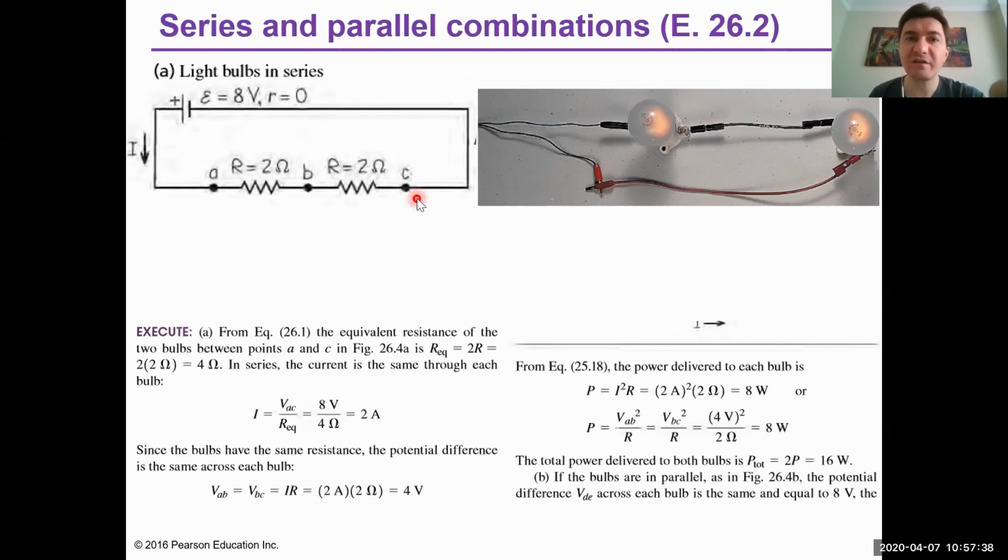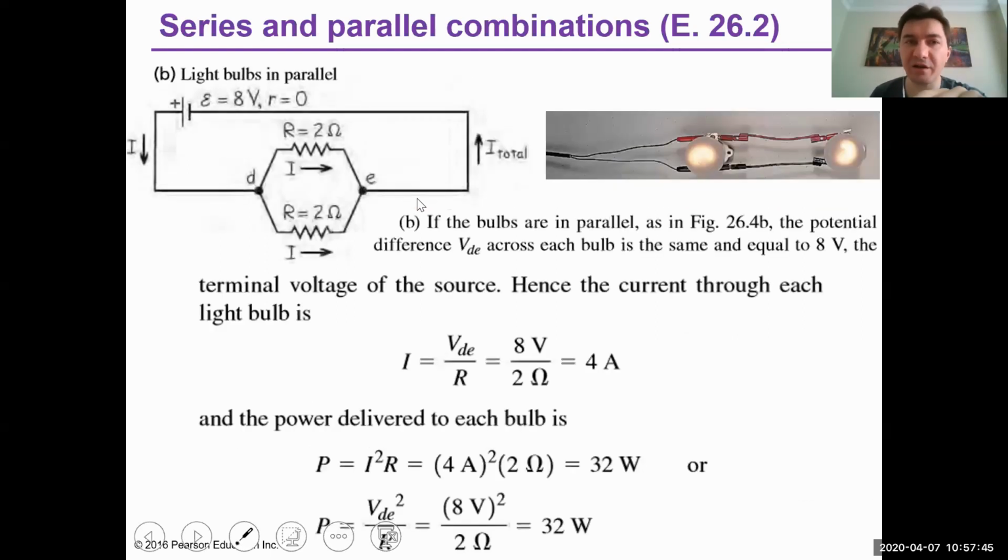Is there any question here for the series connected light bulbs? Then let's continue with the parallel connection, same light bulbs, and the same EMF, we just connected them in parallel. So here we have the circuit, EMF, no internal resistance in the EMF, then one light bulb, another light bulb, they are connected in parallel. So here we have current, now current is split into two parts and then combined again here. If the bulbs are in parallel, the potential difference between D and E across each bulb is the same and equal to 8 volts, because provided by the EMF, 8 volts. So here we will have 8 volts, here we will have 8 volts.